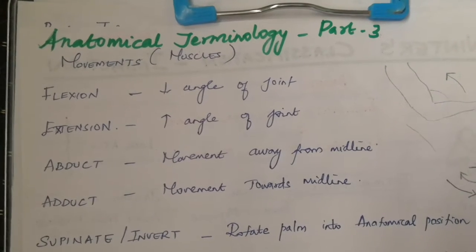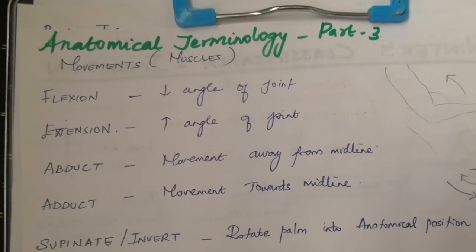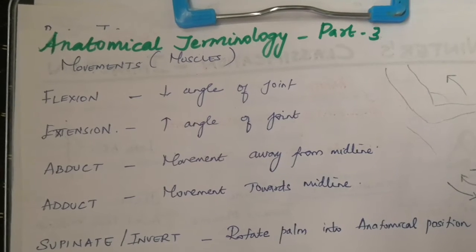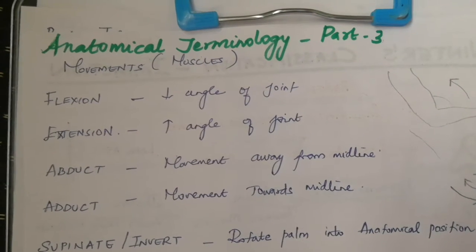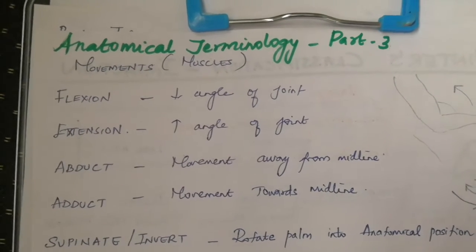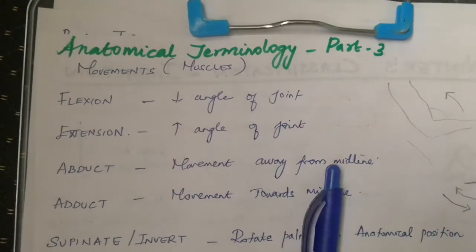Today's class will be on anatomical terminology related to movements. First one is flexion. Whenever there is a decrease in the angle of the joint, you call it flexion. An increase in the angle is called extension.